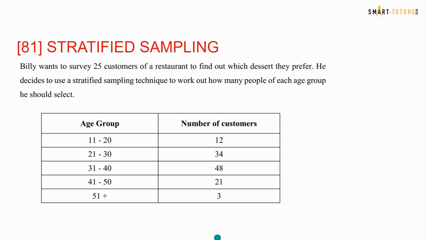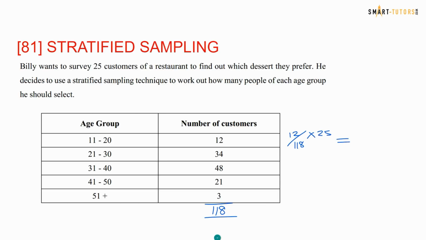81. Billy wants to survey 25 customers of a restaurant to find out which dessert they prefer. So he decides to use the stratified sampling technique to work out how many people of each age group he should select. So if we add these, 3 plus 1 is 4, 12, 16, 18, 1, 3, 7, 10, 11, 118. So what we are going to do is 12 divided by 118 times 25, what would be the answer?